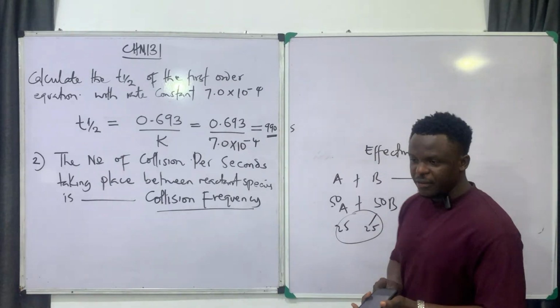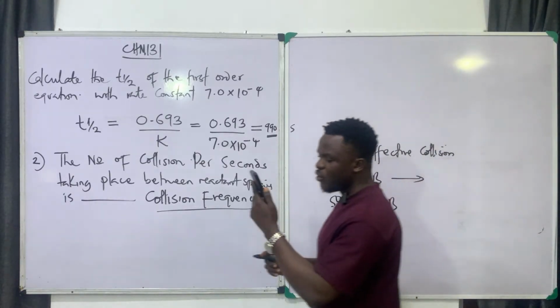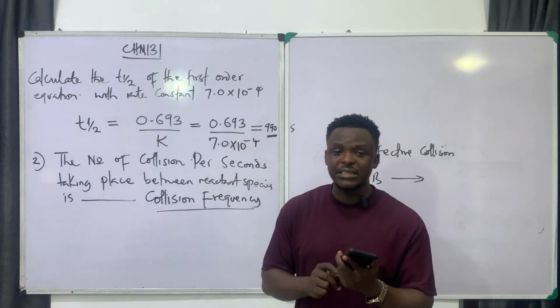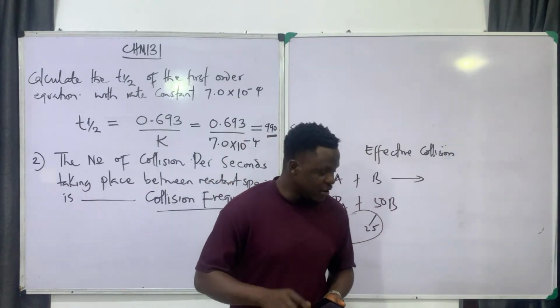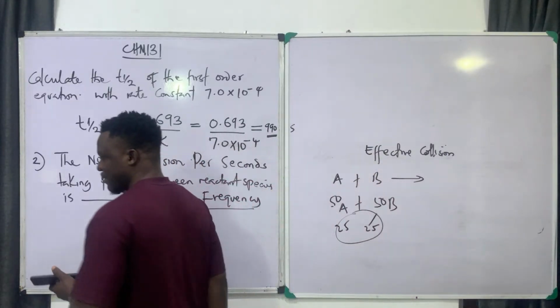Okay? Now, question number 3 says, the unit of a second order reaction is given to us as dash. The unit of a second order reaction. Sorry, let me get my duster.